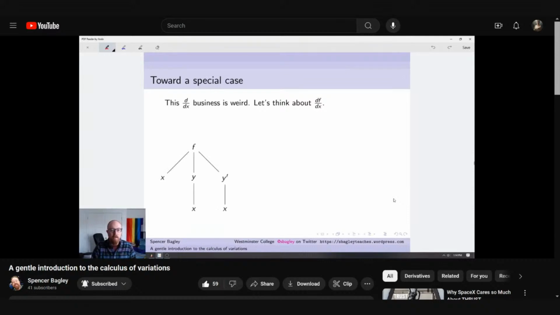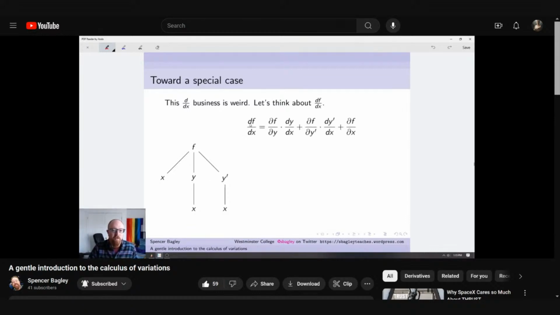And so here again is this tree diagram. Looks very similar to the one we drew before, but this time we're looking at the dependencies on x instead of on a. So f depends directly on x, and it also depends indirectly on x through its dependence on y and on y prime. And so if we hit this diagram with the chain rule, we get the following.